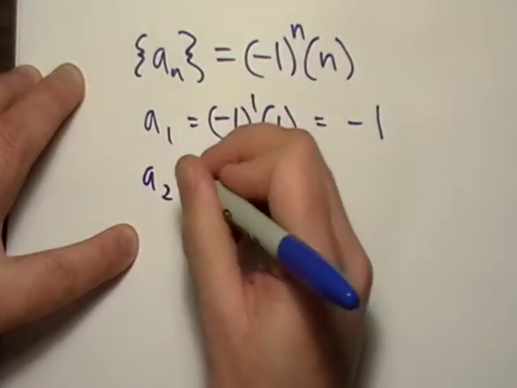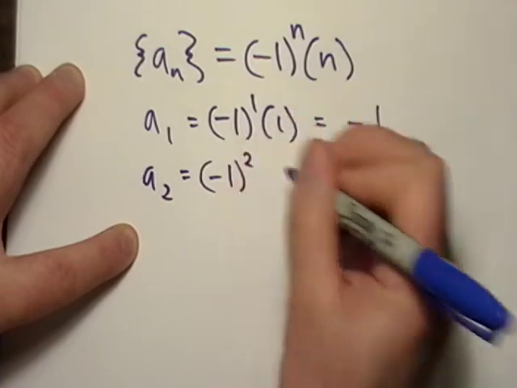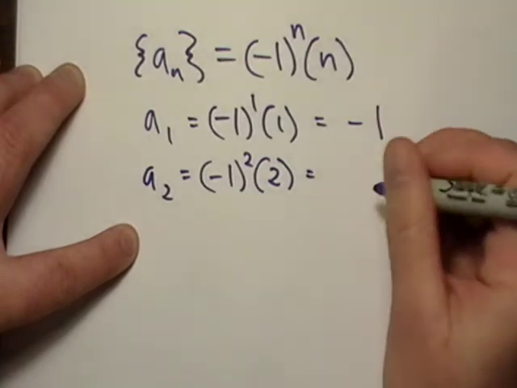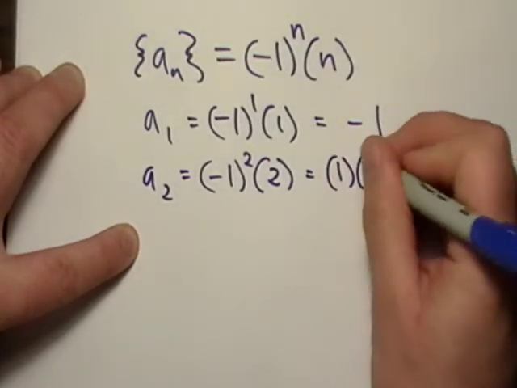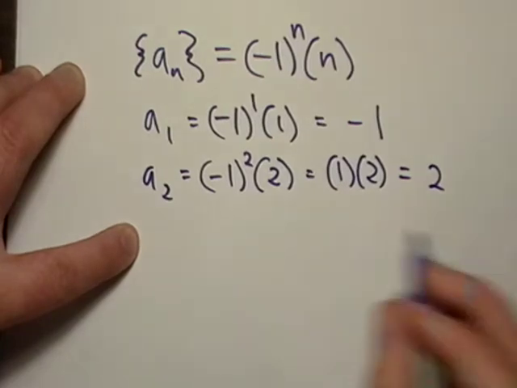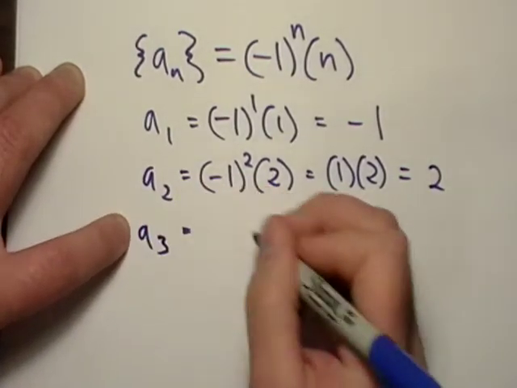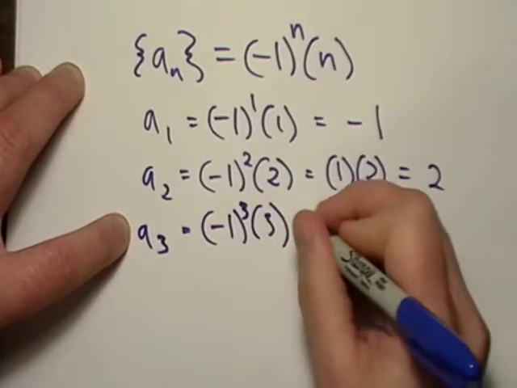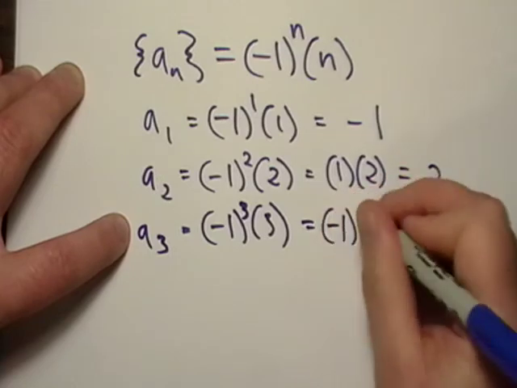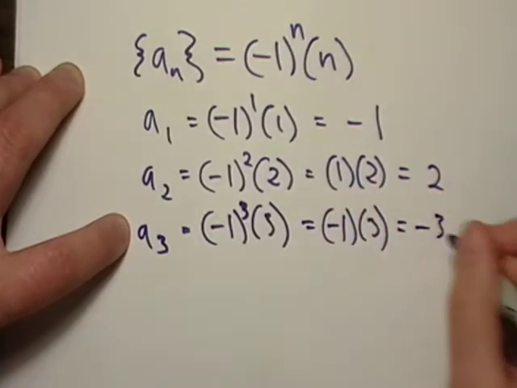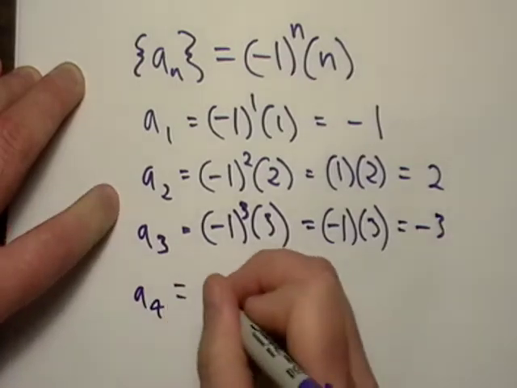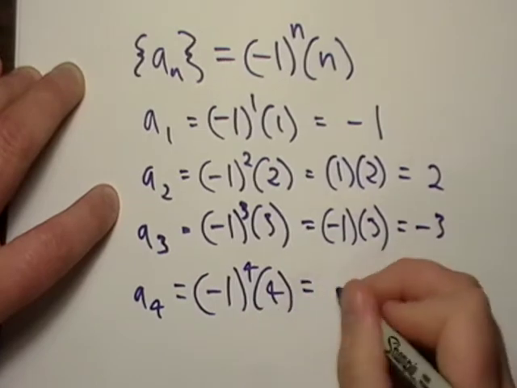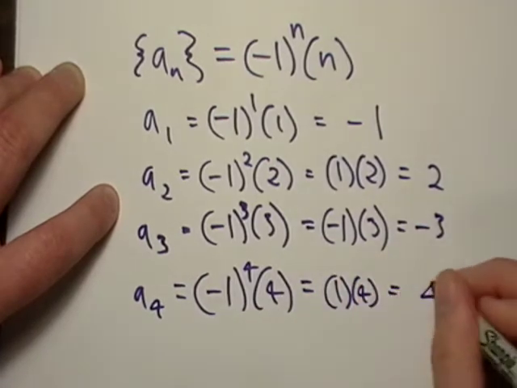A sub 2 is going to be equal to -1 squared times 2. You square a negative number, it becomes positive, so you get 1 times 2, which is just equal to 2. So a sub 3 is -1 cubed times 3. Cubing a negative number leaves it negative, so then we get a -3. And I'm just going to keep going here. That's going to be +1 times 4, which is just 4.